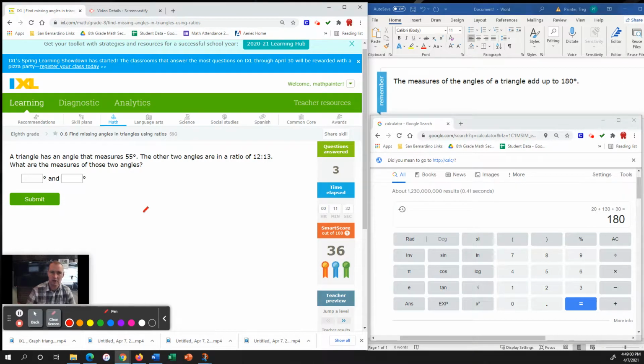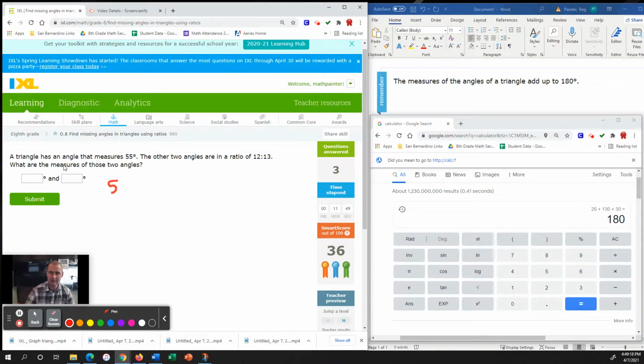All right, we got ourselves another problem. Here we go. A triangle has an angle that measures 55 degrees. The other two angles are in a ratio of 12 to 13. What are the measures of those two angles? All right, another fabulous problem.